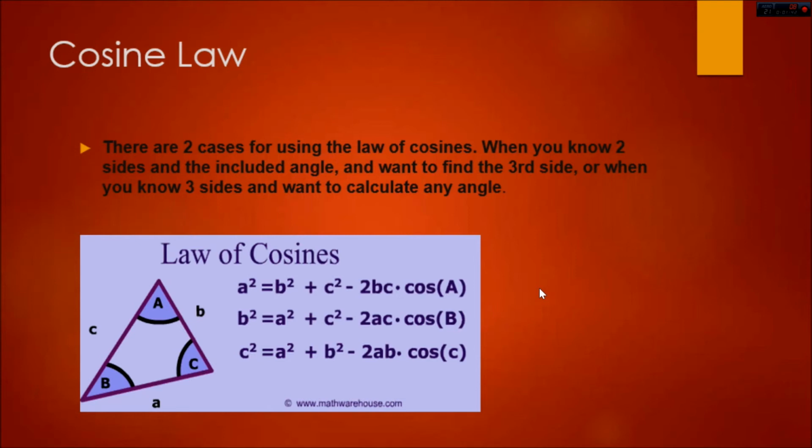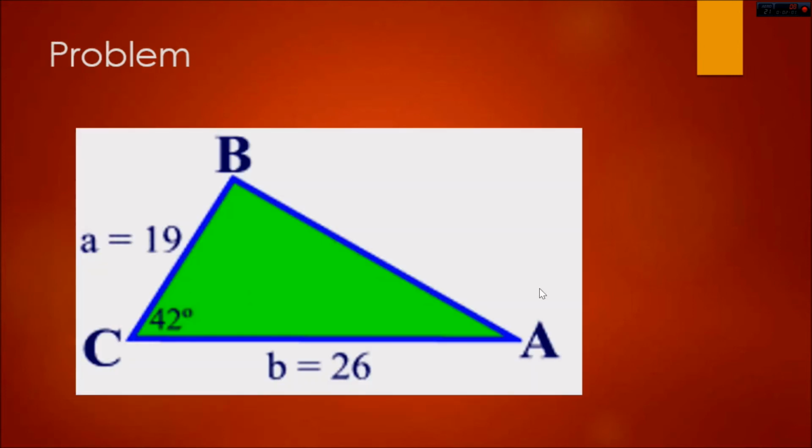There are two cases for using the law of cosine. When you know two sides and the included angle, we can use it to find the third side. Or when you know three sides and want to calculate any angle. This is the law of cosine. A squared equals b squared plus c squared minus 2bc times cos A, and then it goes on.